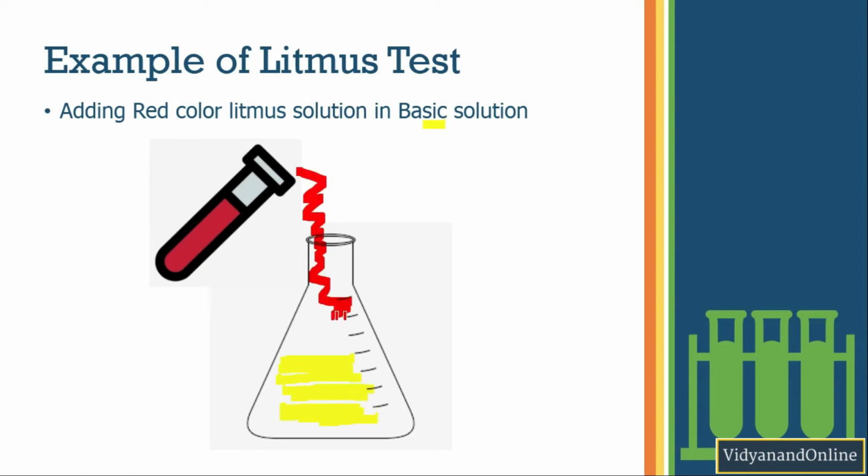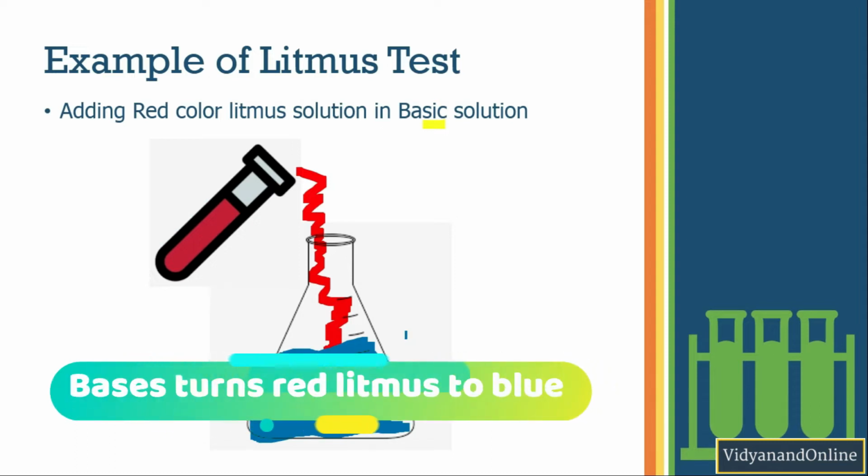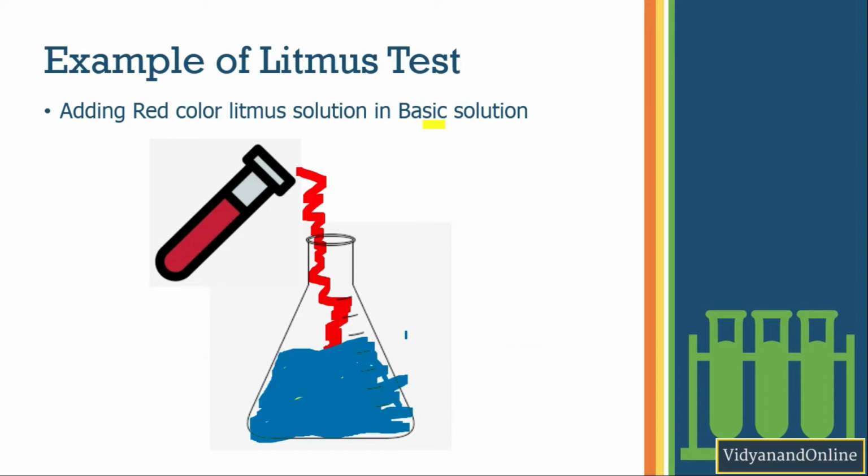So after adding this red color litmus solution in the beaker, this solution will react with the basic solution and the color of red color litmus solution will change from red to blue. And if the color of the red color litmus solution changes from red to blue, then it is confirmed that it is a basic solution. So here if you see, the red color litmus solution is changed to blue color, which confirmed that the given solution was a basic solution.